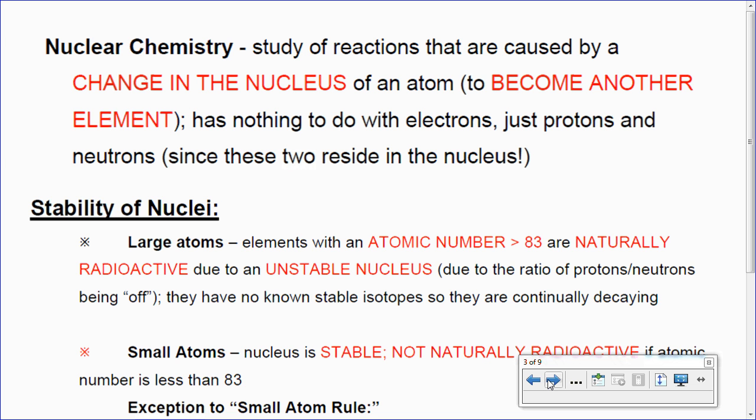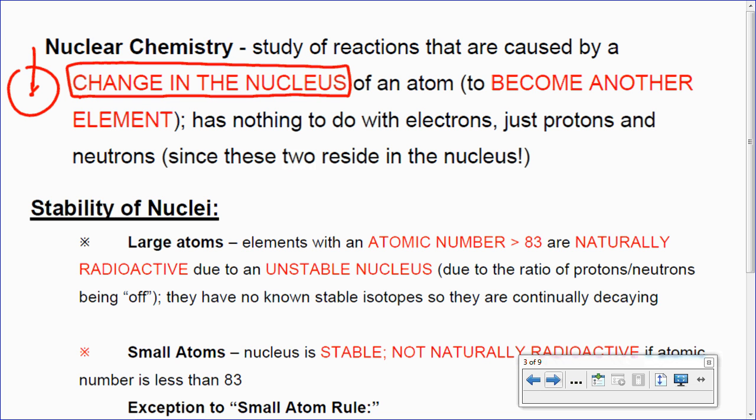So the study of reactions that are caused by a change in the nucleus is nuclear chemistry. That's that small center part of the atom. This causes the element to become something else, to become another element. The word for that is a transmutation. So one element turning into another is called a transmutation. This has nothing to do with electrons, just protons and neutrons, since those are the things in the nucleus. We're ignoring electrons and the electron rules.